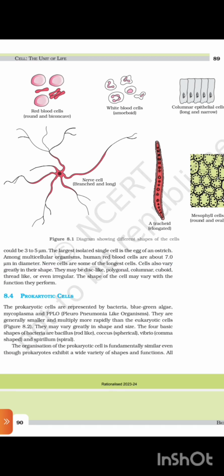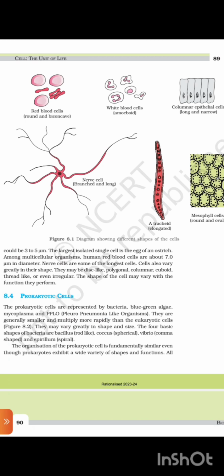Cells also vary greatly in their shape. This may be disc-like, polygonal, columnar, cuboid, thread-like, or even irregular. The shape of the cell may vary with the function they perform. Figure 8.1 is a diagram showing different shapes of the cell. 8.4 Prokaryotic cell. The prokaryotic cells are represented by bacteria, blue-green algae, mycoplasma, and PPLO.